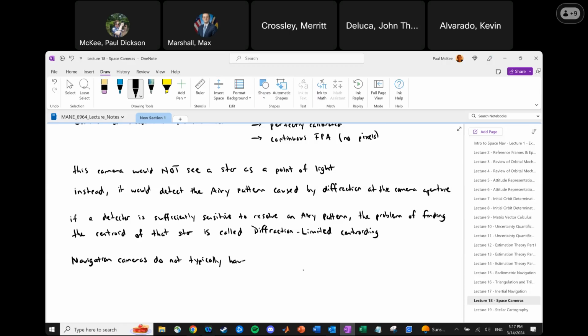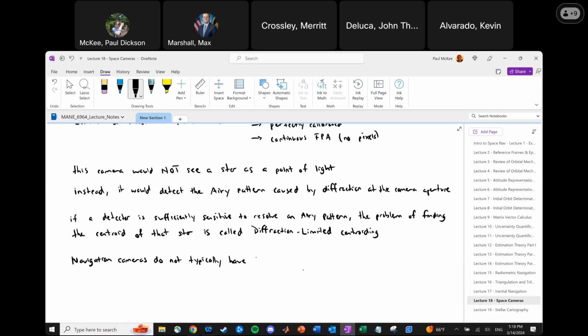Because they are much cheaper and worse. That's the idea. Diffraction limited centroiding is like the definition of a first world problem. It's like, oh no, my camera is so good that physics itself is plaguing me and I don't know how to centroid my star. We have much worse cameras with other problems. So we're going to talk about that in a second.